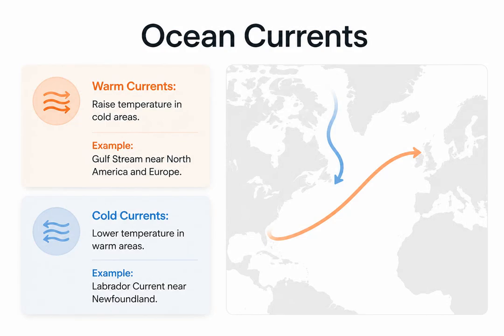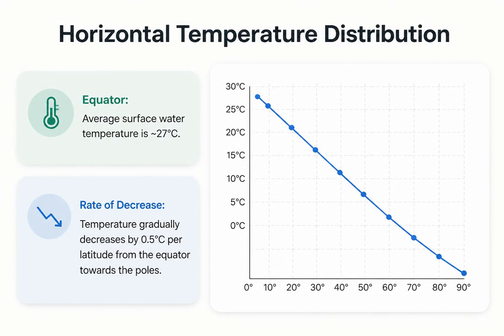Finally, ocean currents themselves redistribute heat globally. Warm ocean currents carry tropical heat to higher latitudes, raising the temperature in otherwise cold areas. A classic example is the Gulf Stream, which warms the eastern coast of North America and the western coast of Europe. In contrast, cold currents, like the Labrador Current, bring frigid polar waters southward, significantly lowering temperatures near places like Newfoundland.